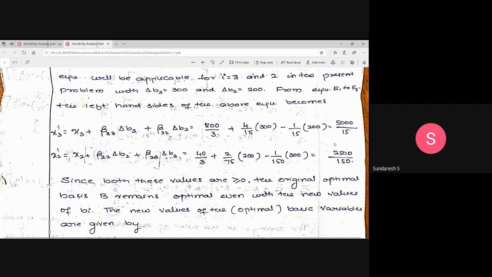Please try this in the similar way for x2, the same expression. Only the i value and j value will keep changing. Look here: it is 40 by 3 plus 2 by 75 into 200 minus 1 by 150 into 300, which is equal to 2500 divided by 150. Please try this.